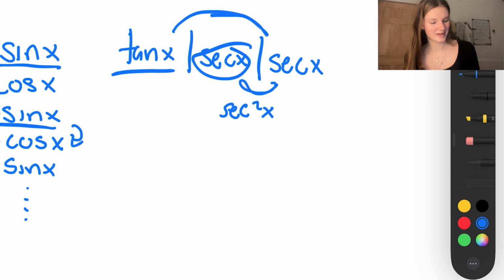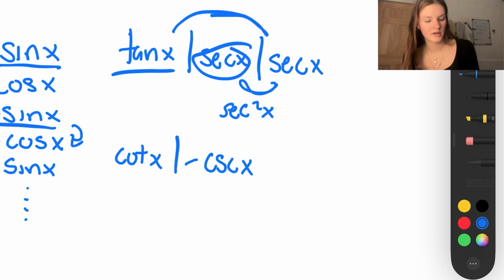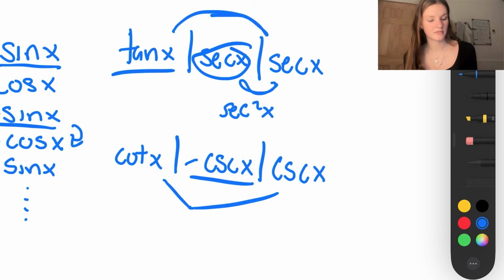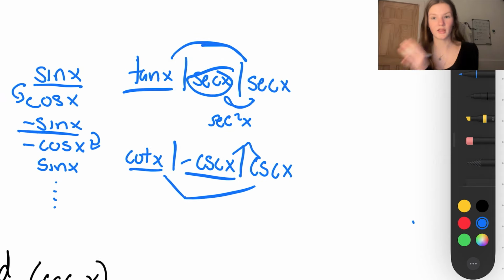And then it's going to be the same exact thing for cosecant and cotangent, so it's going to be cotangent of x, and this is going to be negative cosecant of x, and then cosecant of x. So this is easier to keep track of the signs. So if you're trying to find the derivative of negative cosecant, it's these two. Trying to find the derivative of this, it's negative cosecant squared. So it's always the other two.